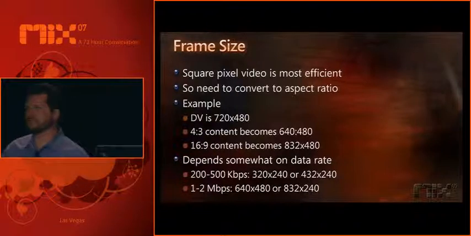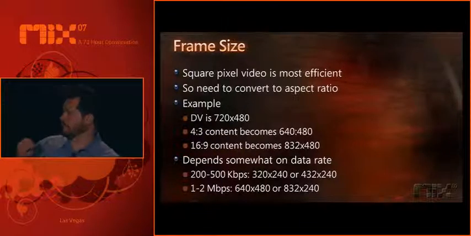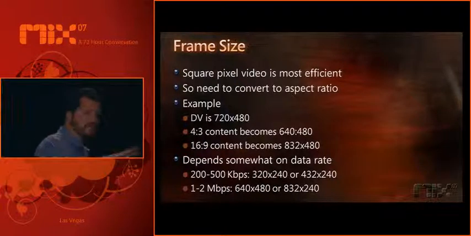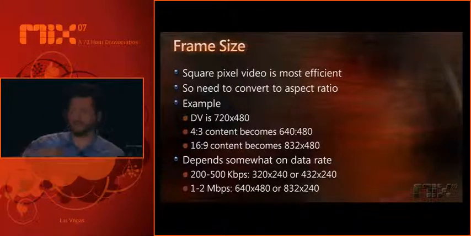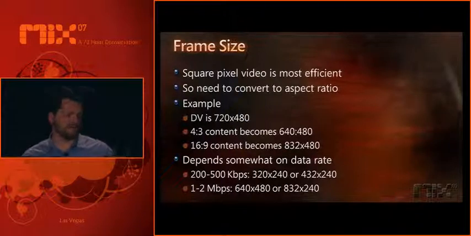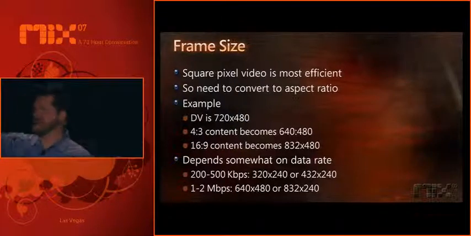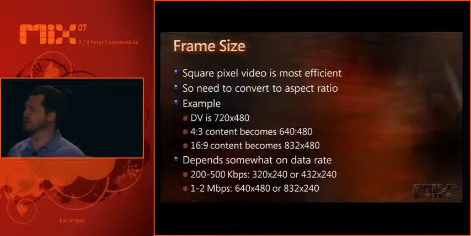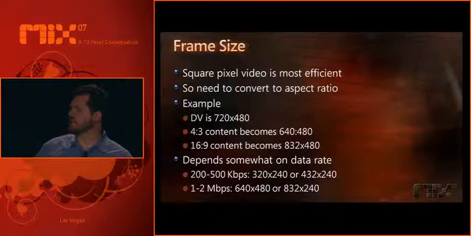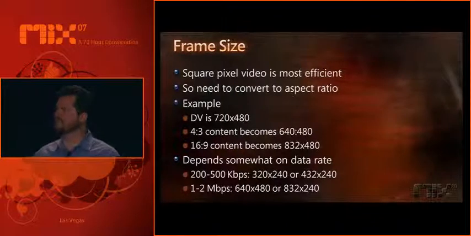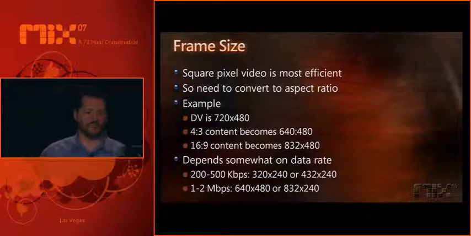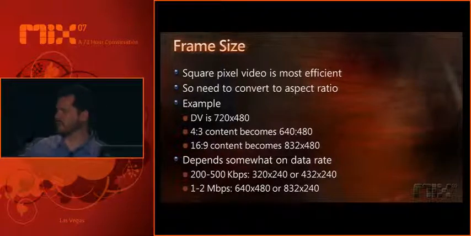So when we're picking our frame size, the two things we're doing are converting to square pixel, and potentially shrinking it for the data rate. At high bit rates, like a megabit or 2 megabits, you can actually deliver it full resolution. Going less than that, you want to go down a bit. A good rule of thumb is that 320 by 240 is good for about 200 to 500 kilobits. 1 to 2 megabits is generally enough to do full 640 by 480. Sorry, my typo.